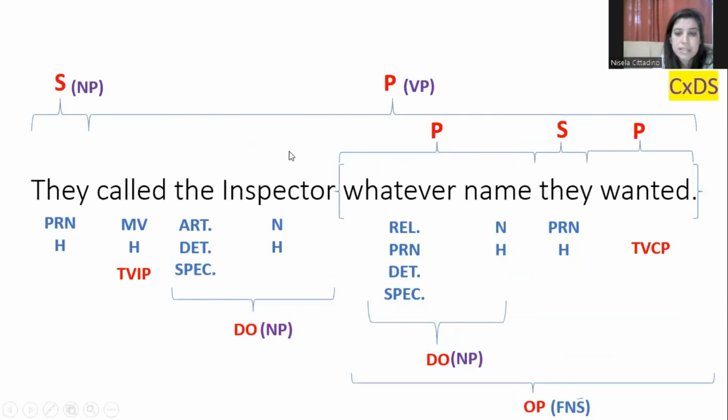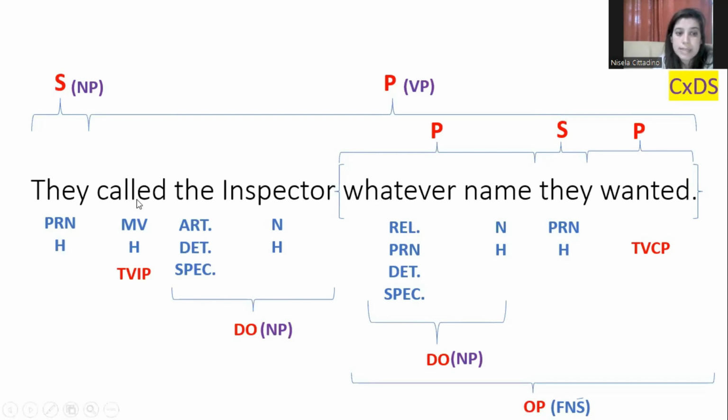They called the inspector whatever name they wanted. They is the subject, called the inspector whatever name they wanted is the predicate. Now, let us identify the clause. It begins with a WH word, whatever. Whatever name they wanted is the clause. Yes? They, subject and noun phrase, they is the pronoun and the head of the subject.